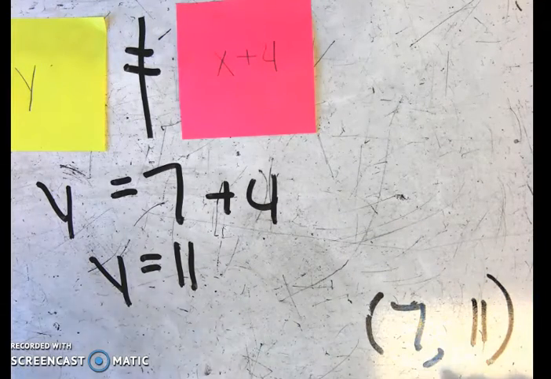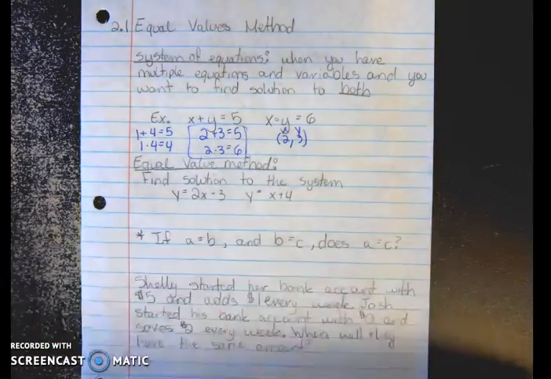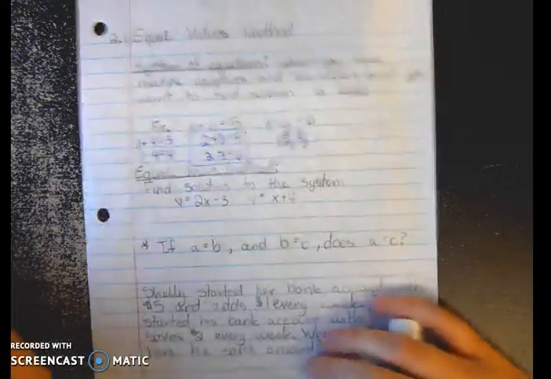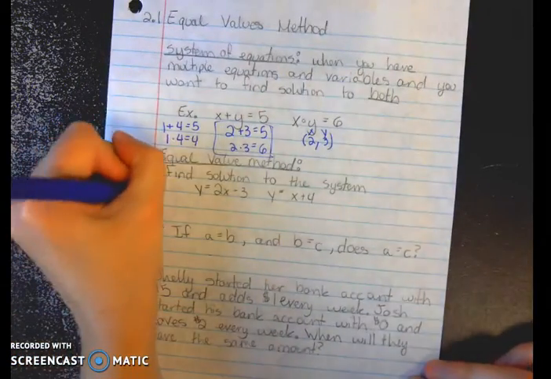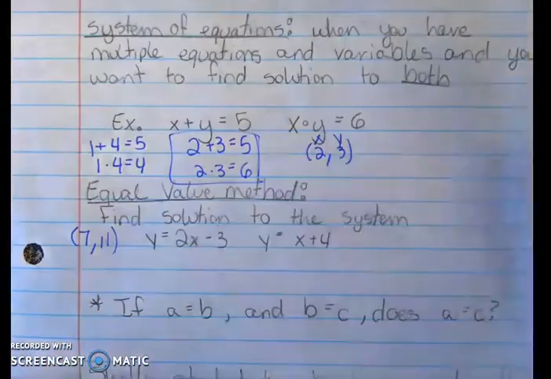So what that means is if I plug in 7 and 11 to both the equations y equals x plus 4 and y equals 2x minus 3, then I'm going to get the same thing. So let's go ahead and try that. When we did our work on the whiteboard, we found that (7, 11) was the solution to this system of equations. So let's go ahead and try that out.